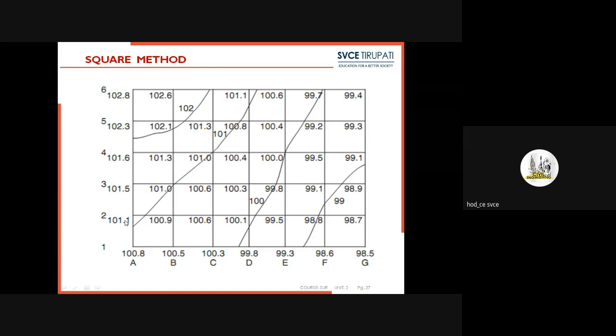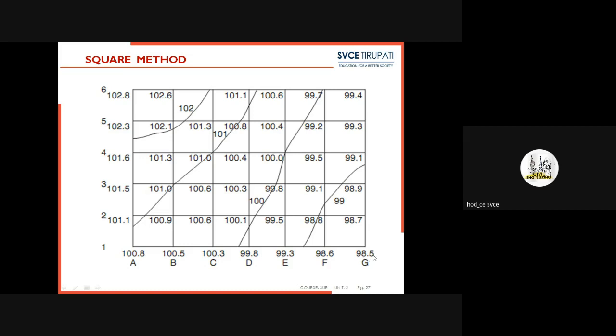Now what we are doing is the indirect method. Indirect method means I have already fixed the contour lines before testing the experiment, so I don't know the values of each and every station. Before that, I have selected to draw contour lines of 99, 100, 101, 102 within the given area.